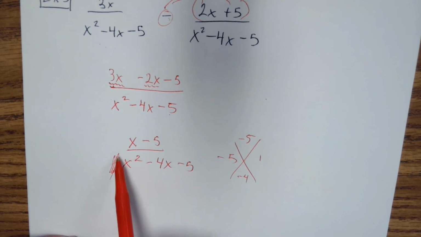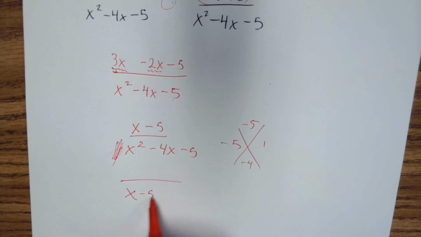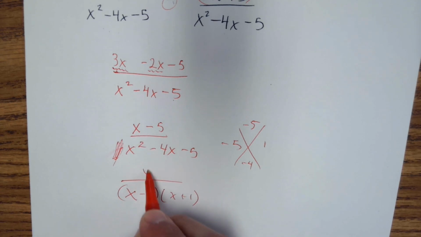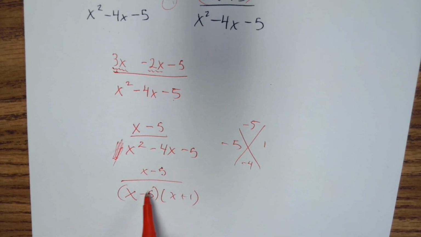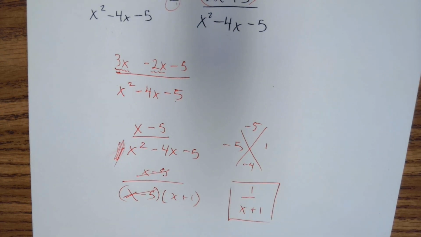There is a 1 coefficient in front of the x squared, so we can immediately jump to x minus 5 and x plus 1. X minus 5 from the top cancels. Remember, it cancels to 1, so we have 1 over x plus 1 as our answer.